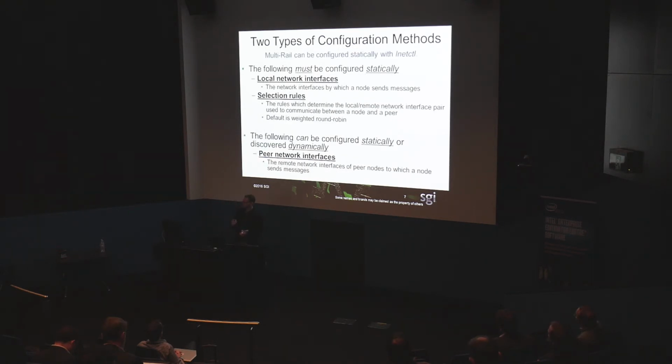So there's two main types of configuration. There's a static-based configuration and there's a dynamic-based configuration capability. Both of those still have a static configured component. The local network interfaces and the selection points need to be statically configured, whether you're doing a dynamic configuration or a static-based configuration. The peer network interfaces can be done using the LNET CTL or can be done using the dynamic peer discovery capabilities.